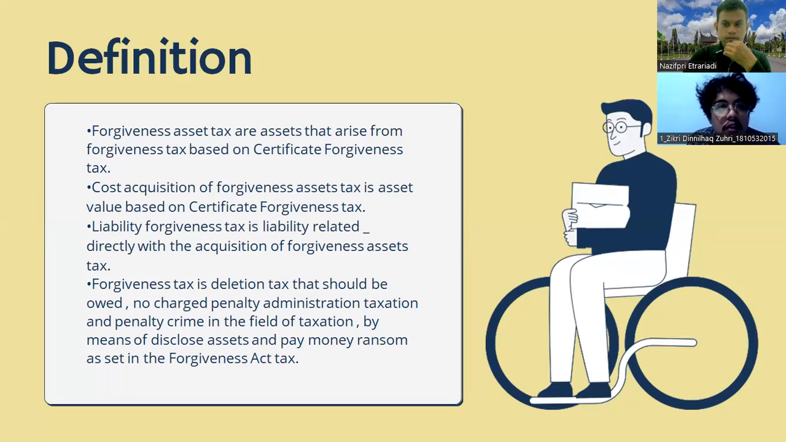Definitions. Tax amnesty assets are assets that arise from tax amnesty based on the tax amnesty certificate. The acquisition cost of tax amnesty assets is the asset value based on the tax amnesty certificate. Tax amnesty liability is a liability related directly to the acquisition of tax amnesty assets. Tax amnesty is the deletion of tax that should be owed, without administrative tax penalties and criminal penalties in the field of taxation, by disclosing assets and paying a ransom as set in the Tax Amnesty Act.